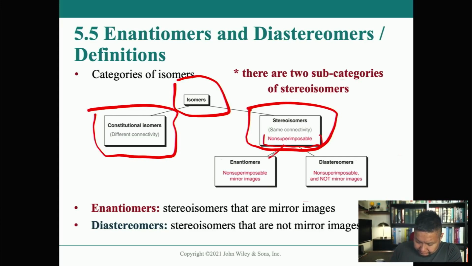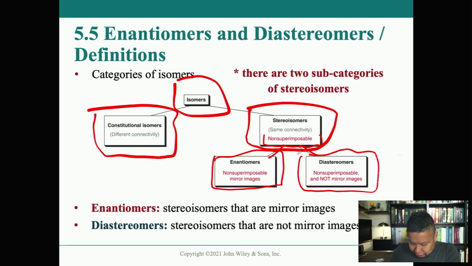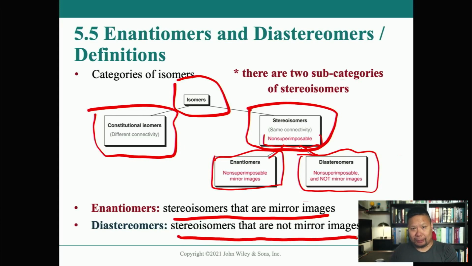Those split up into two different categories: the enantiomers, which have non-superimposable mirror images. So they have mirror images, but they're non-superimposable mirror images. But then we have the diastereomers, which are non-superimposable and don't have mirror images of each other. Just a quick definition: enantiomers are stereoisomers that are mirror images, and diastereomers are the ones that have no mirror image at all. Okay.